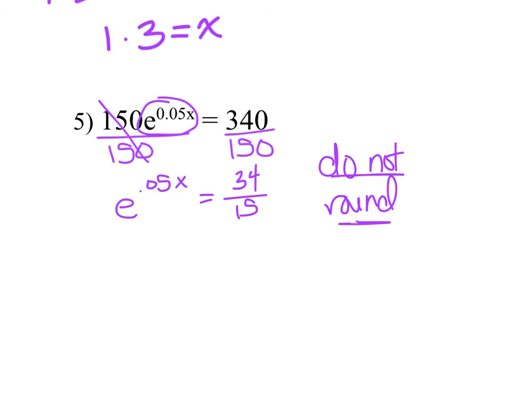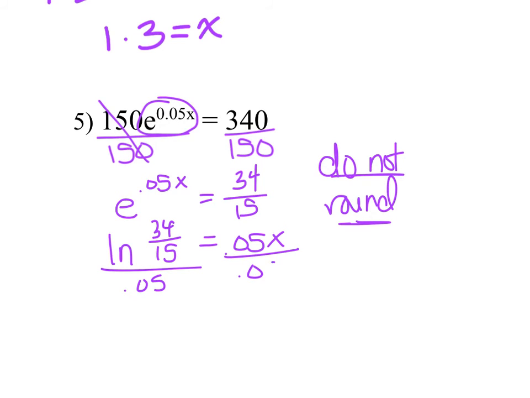Okay, so now we want to switch it around. So this is log base e, as we all know, ln of 34 over 15 equals 0.05x. So divide by 0.05. Alrighty, and we get 16.3662, and so on. So it's 16.4.